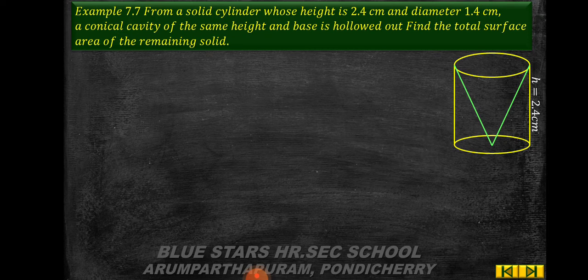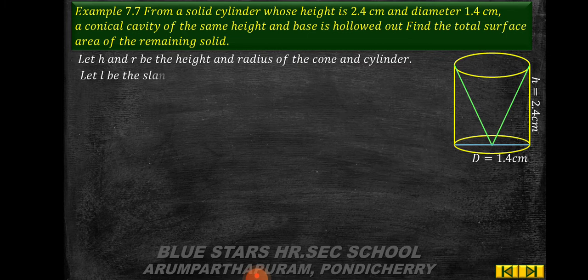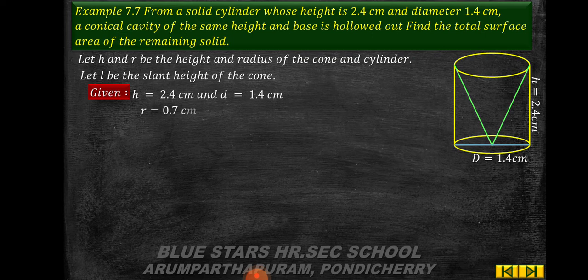This is what is given in the figure. So height h is equal to 2.4 centimeter. Then the diameter d is equal to 1.4 centimeter. Let h and r be the height and radius of the cone and the cylinder. Let L be the slant height of the cone. Given h is equal to 2.4 centimeter and diameter d is equal to 1.4 centimeter. R is 0.7 centimeter because R is equal to d divided by 2. So 1.4 by 2 is nothing but 0.7 centimeter.